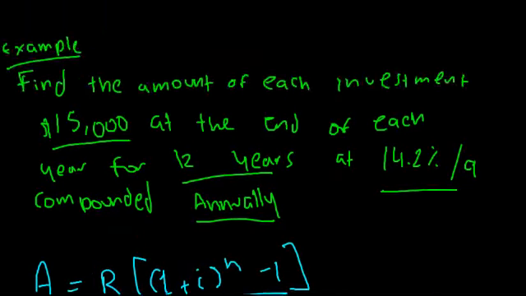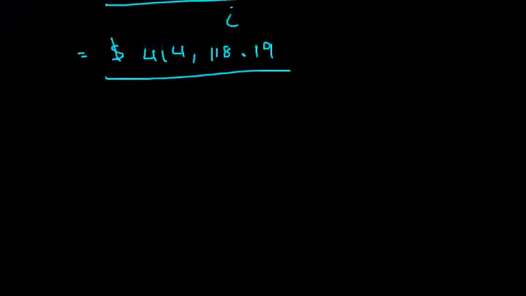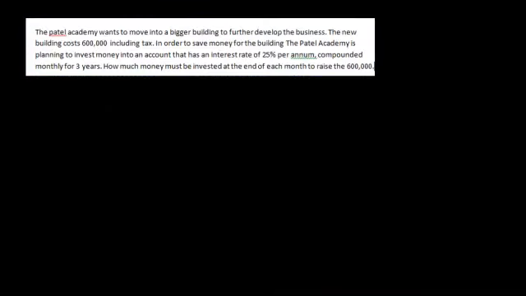Let's try a slightly harder question because this one was fairly straightforward. I'll write it down and get back to you guys. Alright, so here's a question. The Patel Academy, us, want to move into a bigger building to further develop the business. The new building costs a huge $600,000 including tax. So we want to save up money to earn the $600,000. We're planning to invest money into an account that has an interest rate of 25% per annum, compounded monthly for 3 years. How much money should we invest at regular intervals to raise the $600,000?